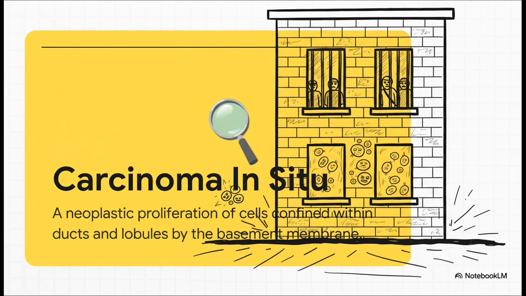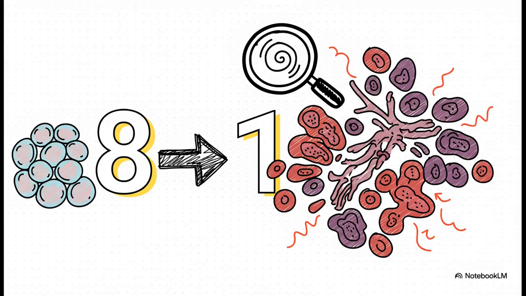Think of it like this. The bad guys are inside the house, but they haven't broken down the walls to get out into the street. The cancer is contained. So if it's contained, what's the big deal? Well, the risk is the big deal. A diagnosis of carcinoma in situ means an 8 to 10 times increased risk of developing invasive cancer later. So you see, this is no longer just a risk factor. No, this is a direct precursor lesion. The cancer process has already begun.